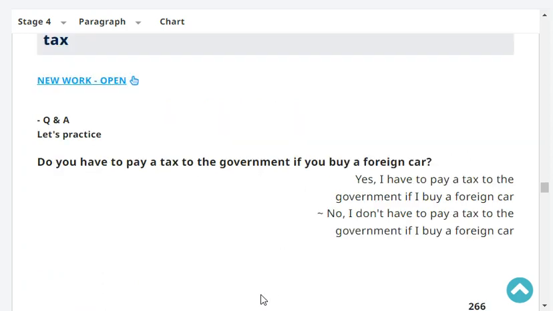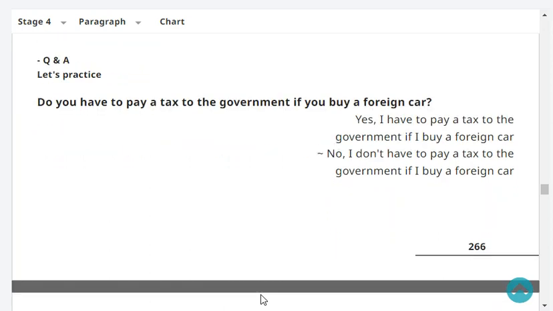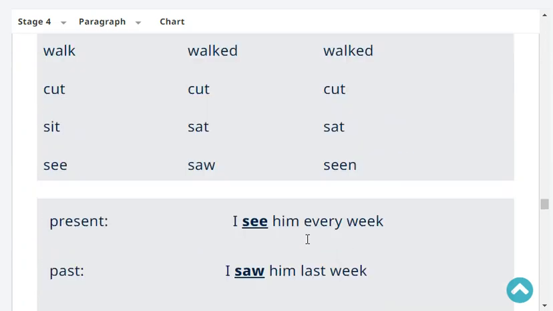Do you have to pay a tax to the government if you buy a foreign car? Yes or no? Yes, I have to pay tax to the government if I buy a foreign car. Very good. Okay.